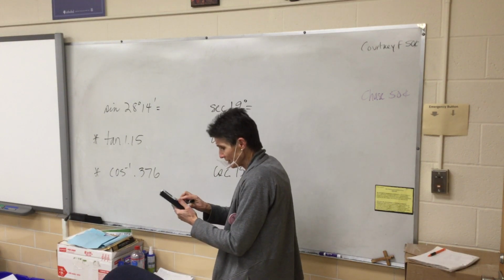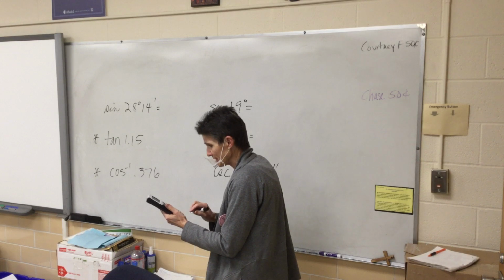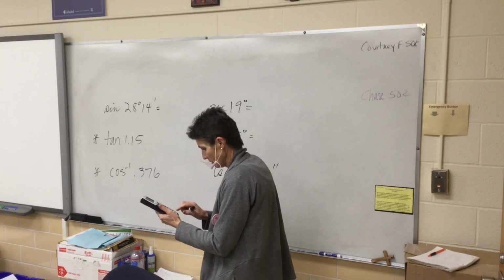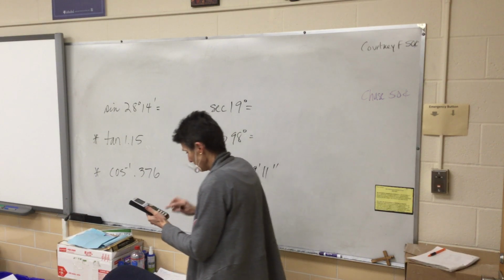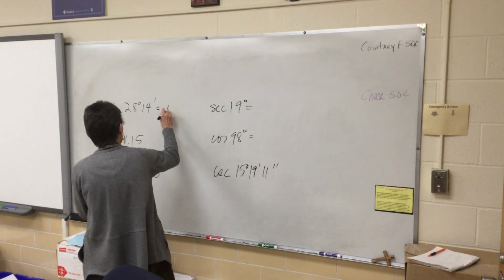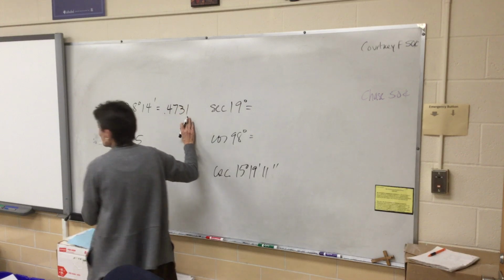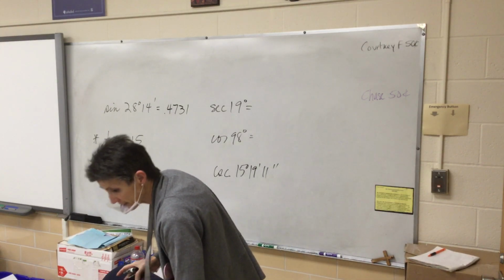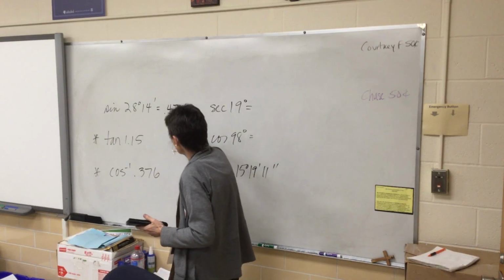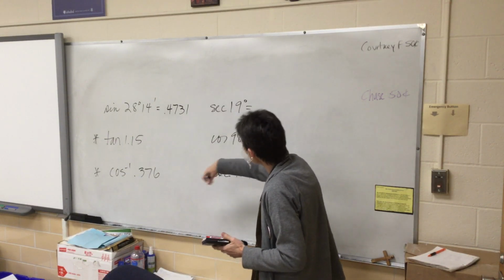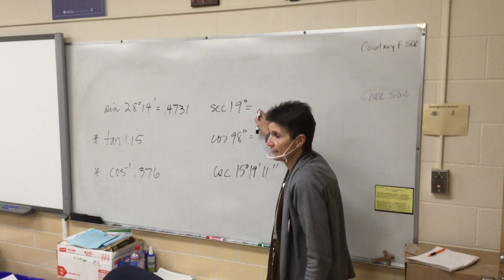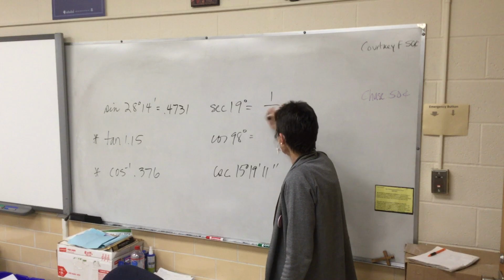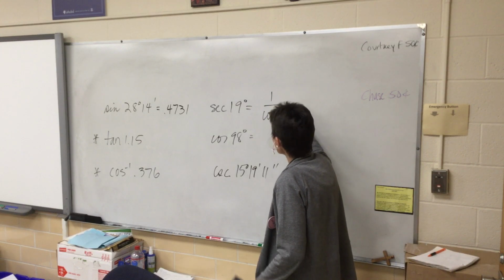So 28 degrees, 14 minutes. What did you say you got? .4730. Actually, 3-1. Yeah, that's what I got too. Perfect. Does it tell me how to round? Yeah, 10,000, so that's 4 decimal places. Okay, we're skipping those. How do I type this in on my calculator? 1 over cosine. That's how I type it in.